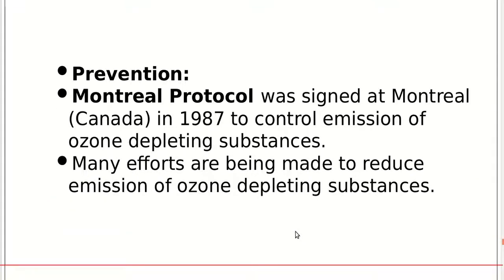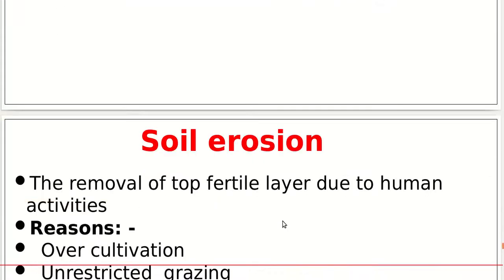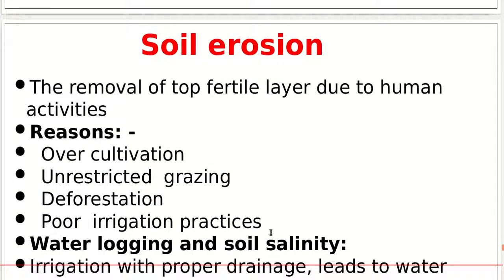For prevention, the Montreal Protocol was signed in 1987 to control emission of ozone depleting substances. Many efforts are being made to reduce emission of ozone depleting substances. The next topic that we have is soil erosion. The removal of the topmost layer of soil, that is the fertile layer, due to human activities is termed soil erosion. The reasons are overcultivation, unrestricted grazing, deforestation and poor irrigation practices.